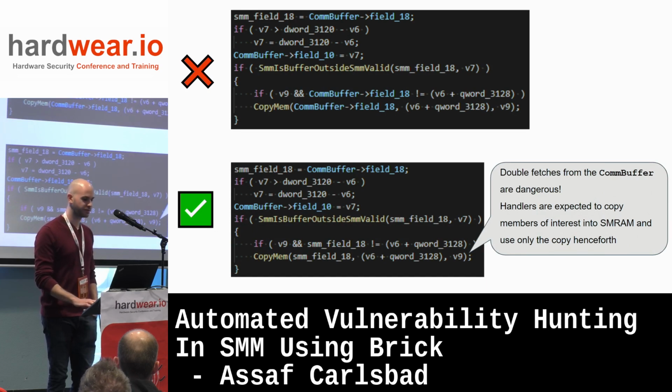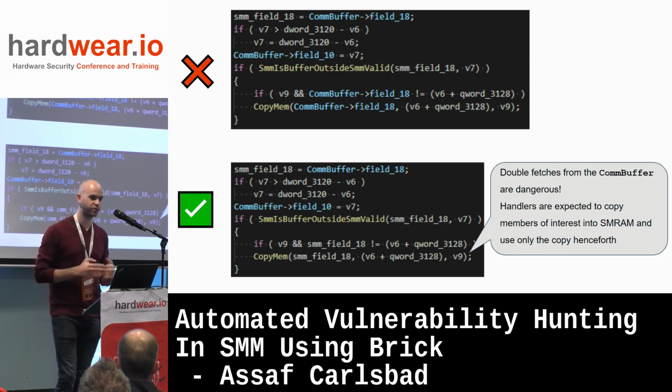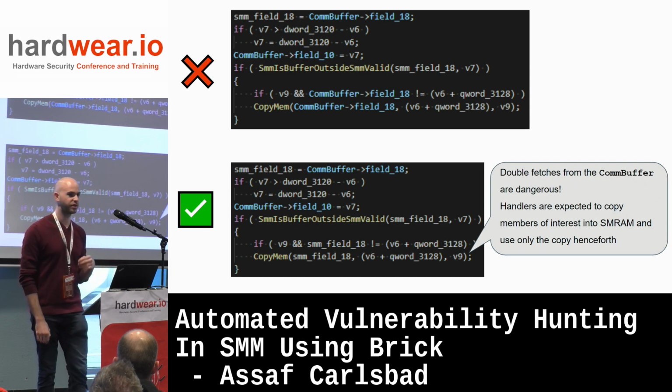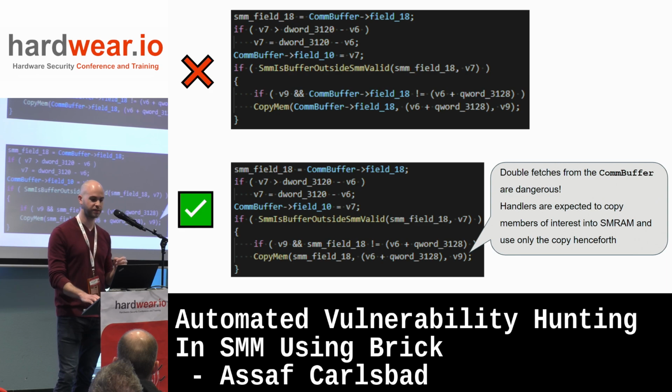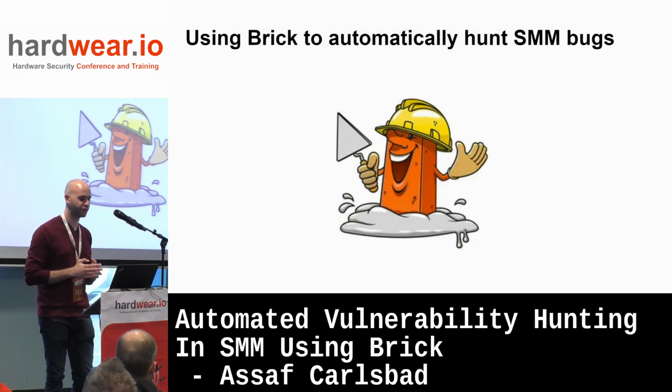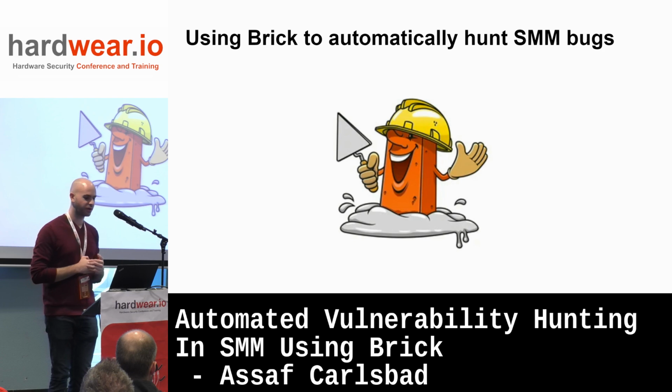So in order to prevent these issues, we should follow some simple guidelines. Basically, double fetches from the CommBuffer are considered to be dangerous, and if the CommBuffer contains any sensitive field, such as pointers, they must be copied into local variables in SMRAM, and from that point onwards, only the SMM local copies should be used.